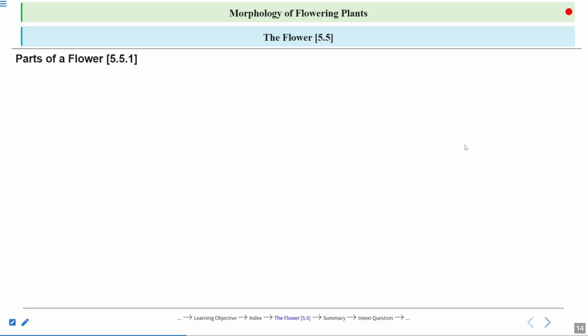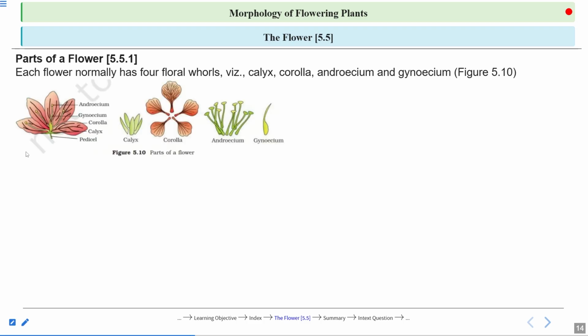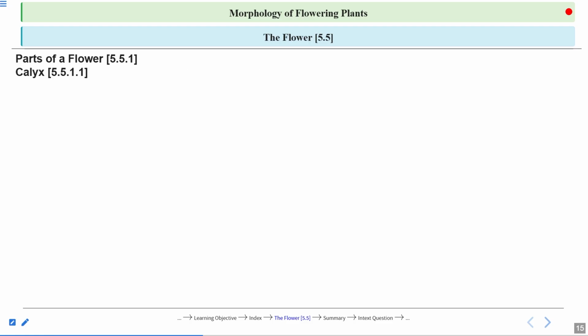Okay. Now parts of flower. Each flower normally has 4 whorls, that is called as calyx, corolla, androecium, and gynoecium. This we have already covered up. So here you can see the calyx, corolla, androecium, and gynoecium. These are the 4 different whorls of the flower. Now we will talk about the calyx.